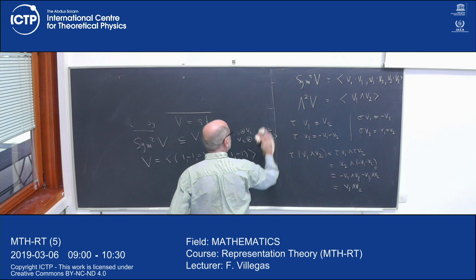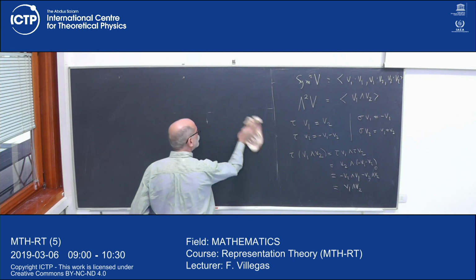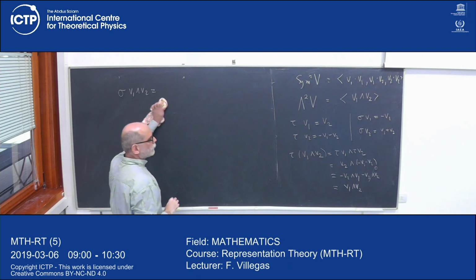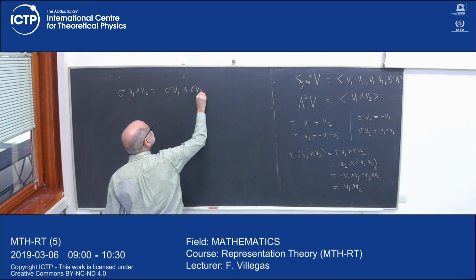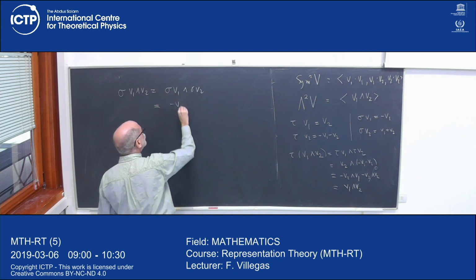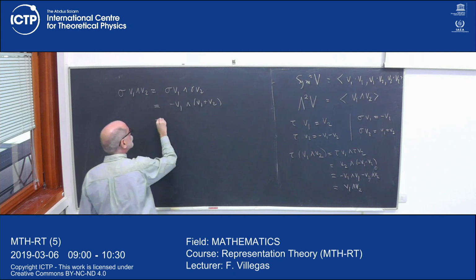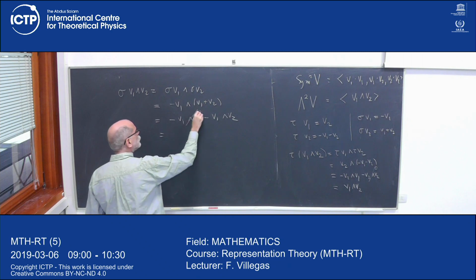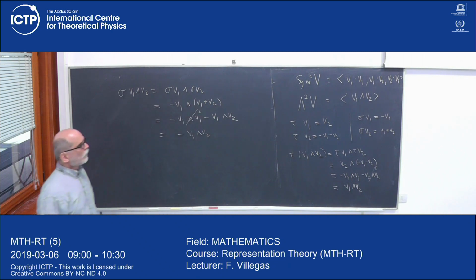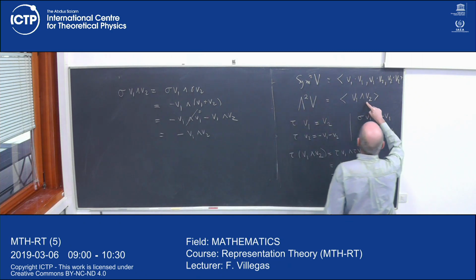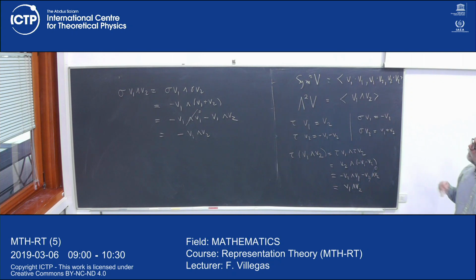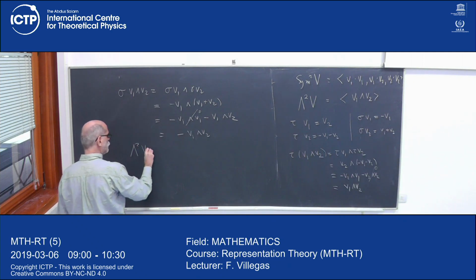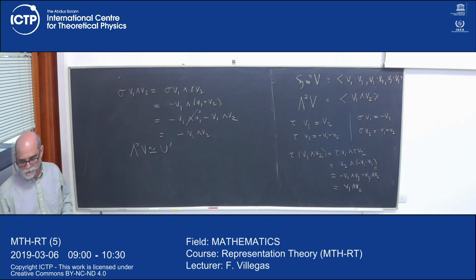And let's see what sigma does. So sigma of V1 wedge V2 is sigma of V1 wedge sigma of V2. And this is minus V1 wedge (V1 plus V2). So it's minus V1 wedge V1 minus V1 wedge V2. The first is 0, so it's minus V1 wedge V2. So on this one-dimensional representation, sigma and tau take this vector to a multiple of itself, and we see that wedge 2 of V is isomorphic to the sign representation. Tau is trivial and sigma changes sign.